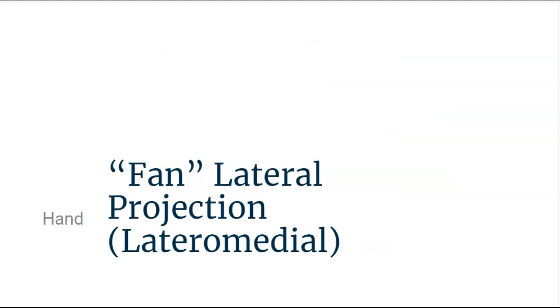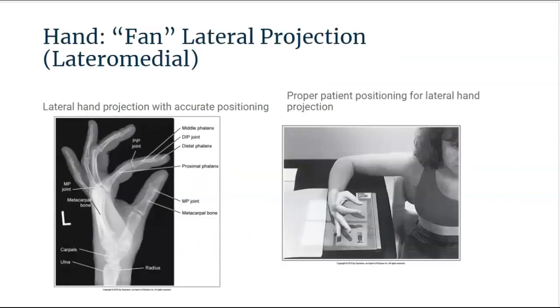Let's move on to the fan lateral projection of the hand. Image analysis guidelines for the fan lateral hand projection state that the second through fifth metacarpals are superimposed, the second through fifth digits are separated, demonstrating little superimposition of the bony or soft tissue structures. Thumb should be demonstrated without superimposition of the other digits and is in a PA to slight PA oblique projection. The interphalangeal joints are open. The phalanges are not foreshortened.